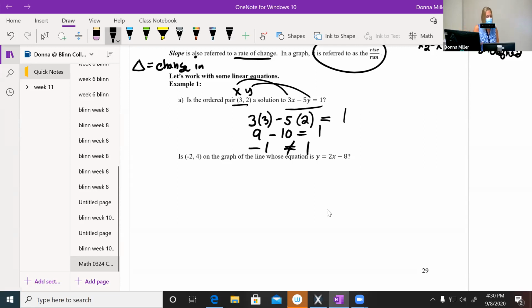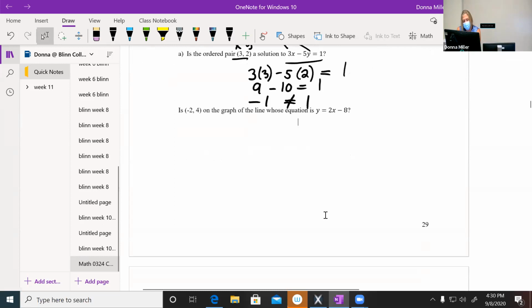All right, so negative 1 doesn't equal 1, right? So that tells me that point is not on the line. If I got something like 1 equals 1, then I'd be happy and I'd know that one's on the line. Right? Is that right? All right.